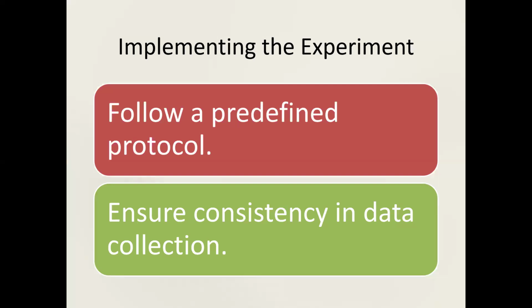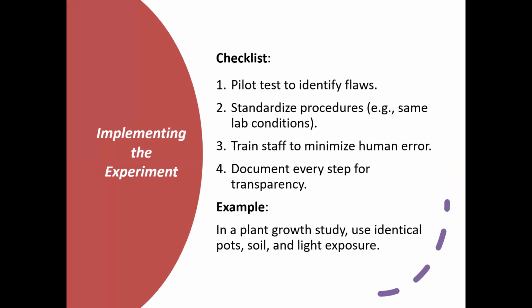So how to implement the experiment? You have to follow a predefined protocol which you have completely written down while writing your synopsis, and then make sure that consistency is present in data collection. And then the checklist is to pilot test to identify flaws. If you make a questionnaire and want to collect data through it, first of all do a pilot test, have 10 to 15% fill it, and then analyze it, study it, and look for the flaws. If there are some issues, you can change them easily.